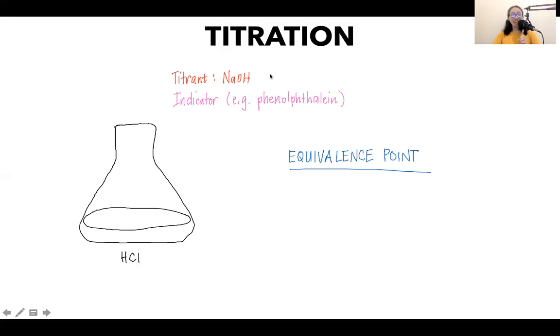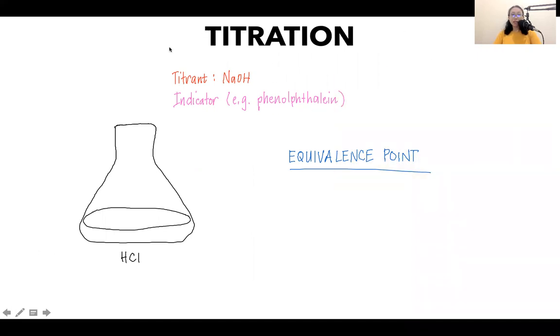So the thing that can give us the signal that we are at the equivalence point or near the equivalence point is what we call an indicator. An indicator is also an aqueous solution of a certain compound, and these compounds change color depending on the pH of the solution. A classical example of an acid-base titration indicator is called phenolphthalein.